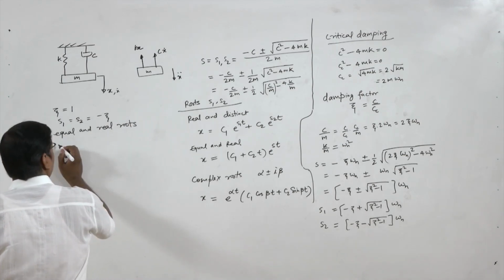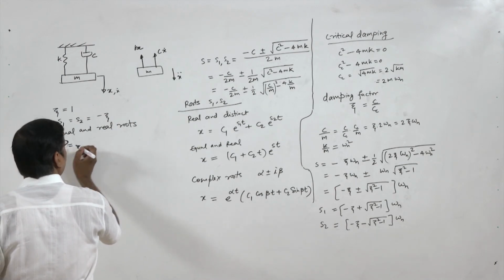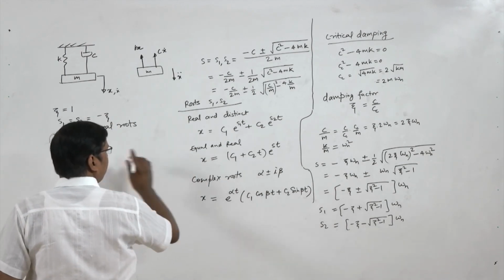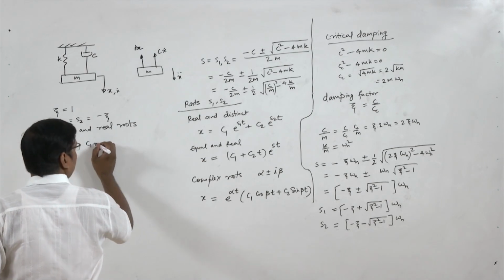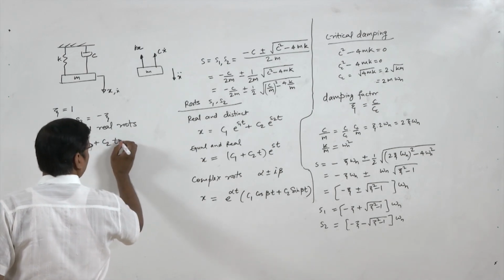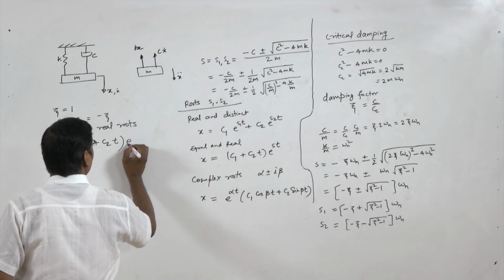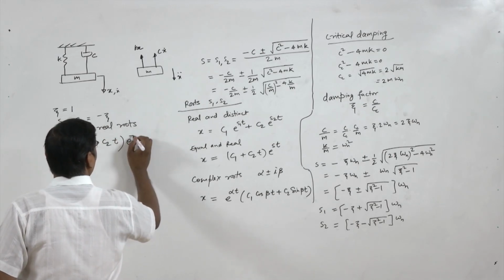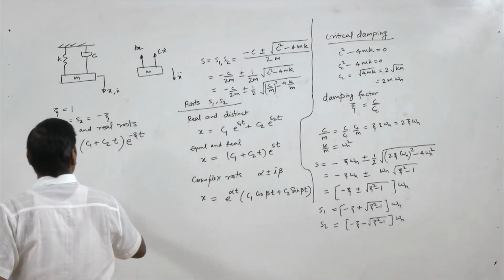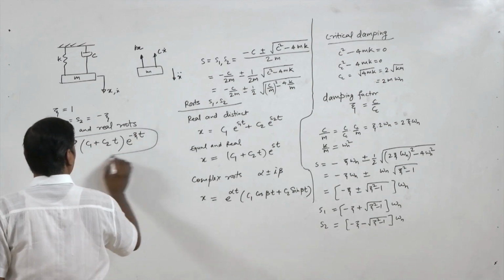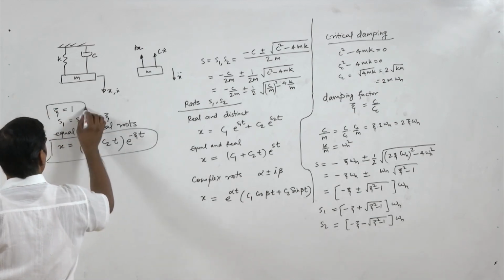So we will have x equal to C1 plus C2 t, e power minus zeta omega n t, for zeta equal to 1.